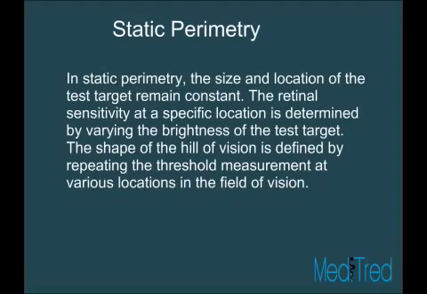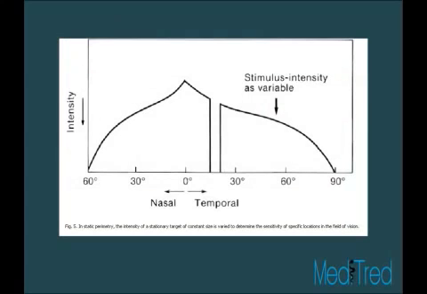Static perimetry is more commonly used, and in this type of perimetry, the size and location of the test target remain constant. The retinal sensitivity at a specific location is then determined by varying the brightness of the test target. Here we see another schematic of the hill of vision, but once again, the peak is greatest centrally at the point of fixation and decreases out toward the periphery.